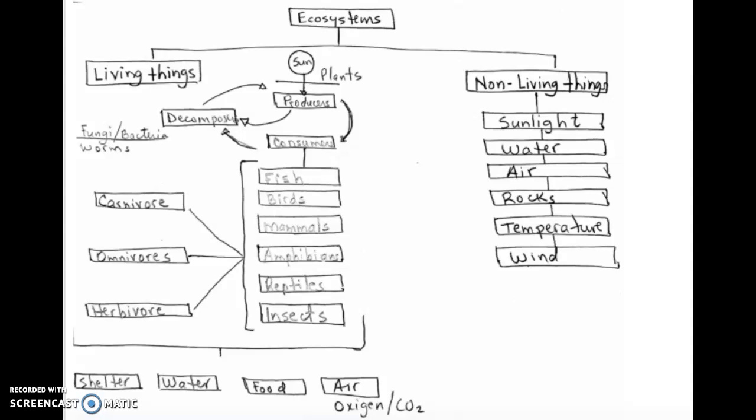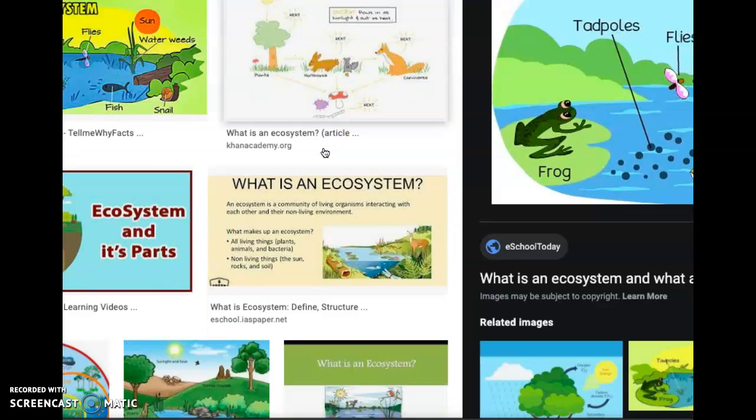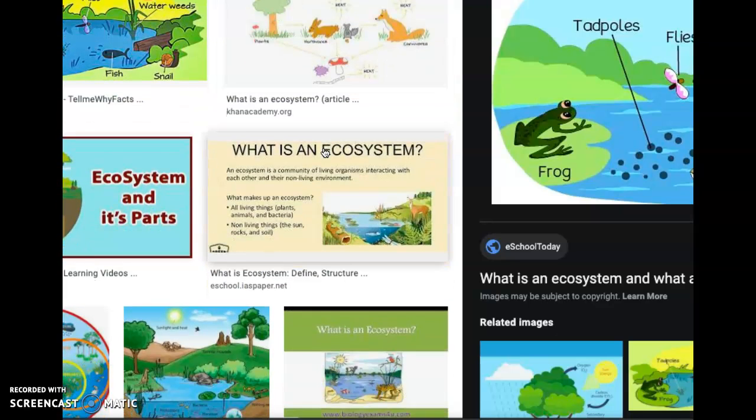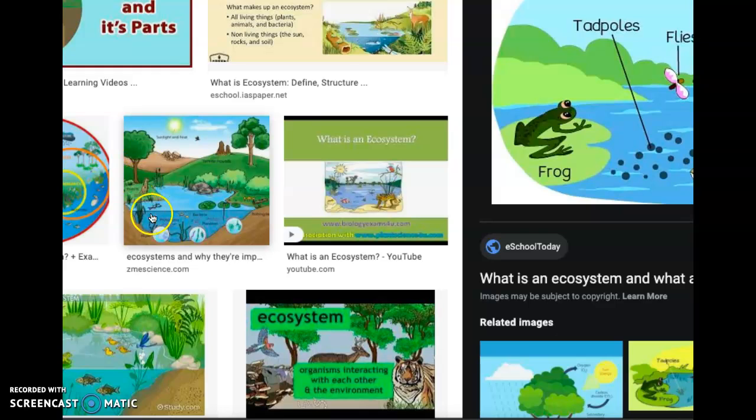So what is an ecosystem? An ecosystem, as you can see in some of these pictures, is an area where living things interact with non-living things. As you can see on this picture here, for example, you have non-living things such as the sun, sunlight, rocks, water, dirt, interacting with living things such as this kangaroo right here, the bird.